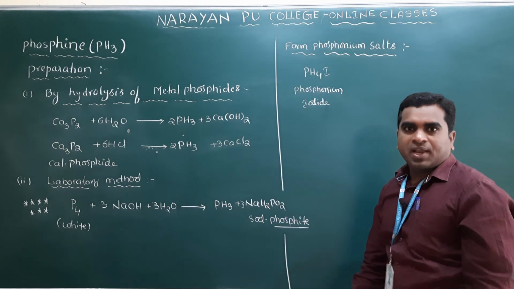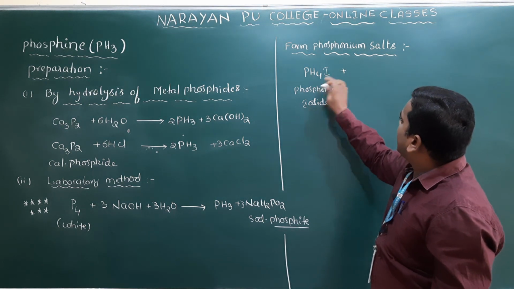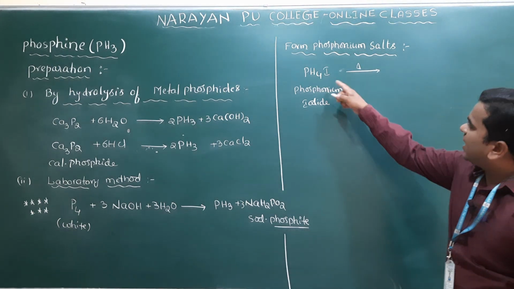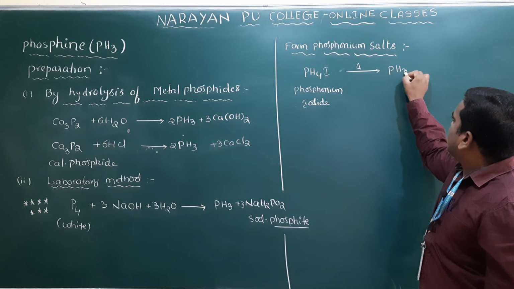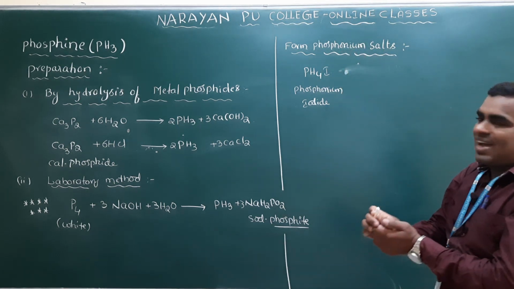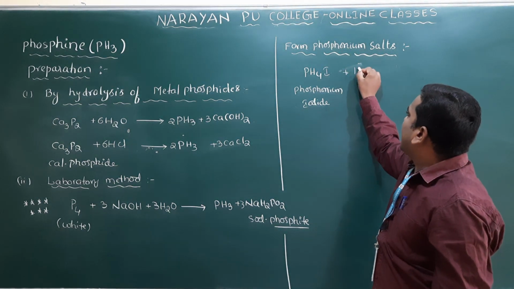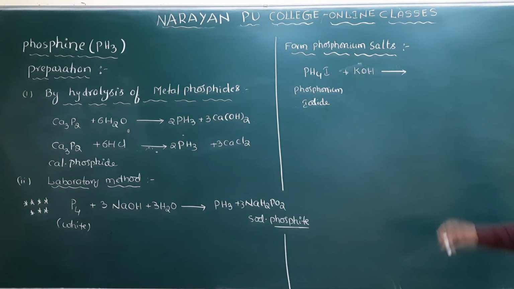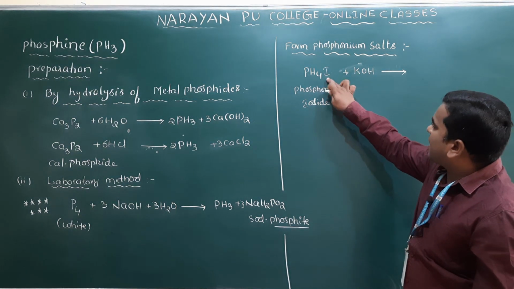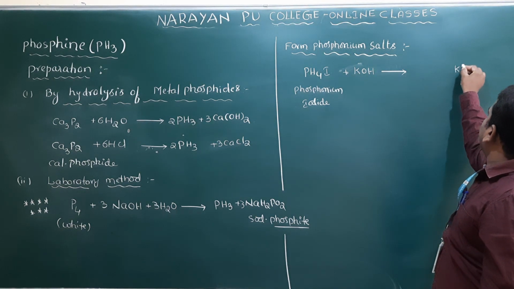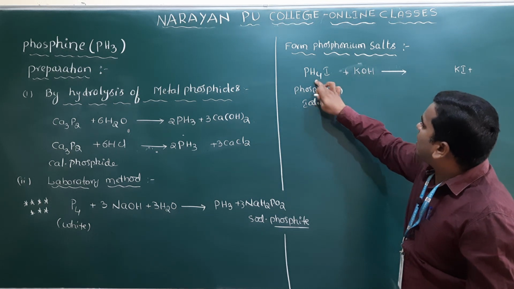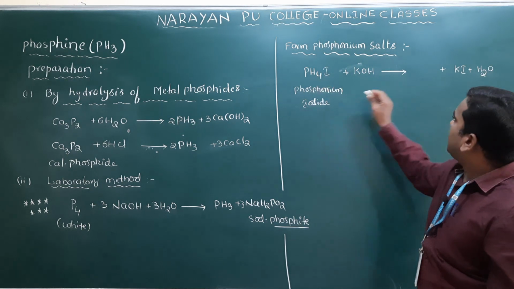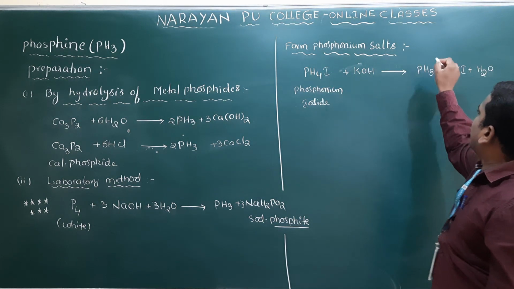This is treated with, if you heat this compound, or treat this one with alkali, KOH. Alkali means using the base. Then potassium and iodine will be removed as KI. And OH and one H will be removed as H2O. Then what you will get? Only PH3 will be there, which you write as phosphine.